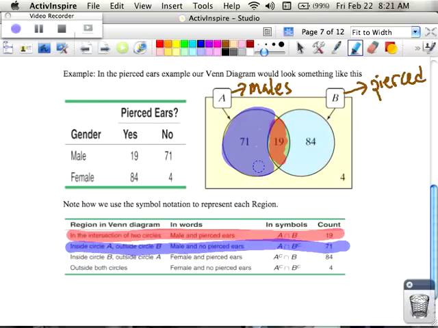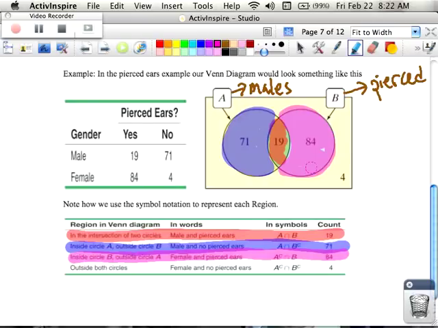In the next group, they're talking about what happens when we're talking about females with pierced ears. And that's all the other people who had pierced ears but weren't males. And that's why it's 84. Notice how they represent it. So it's A complement, which means not males, and B, female pierced. Okay, so intersection means and, complement means not.